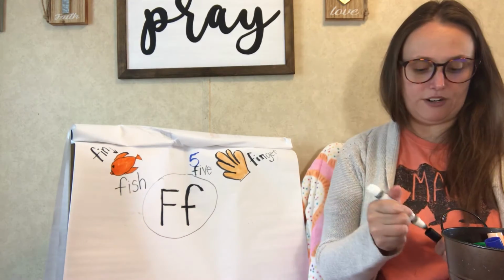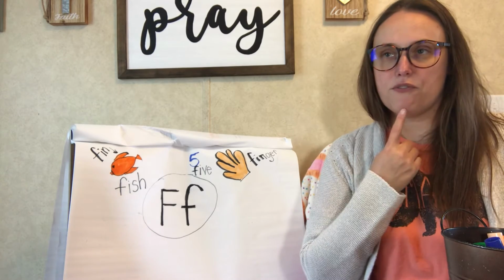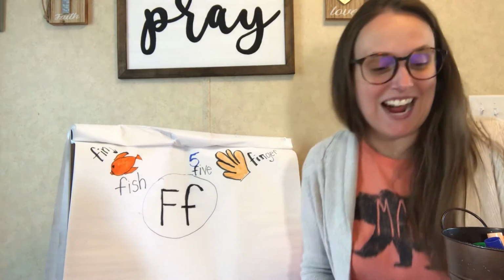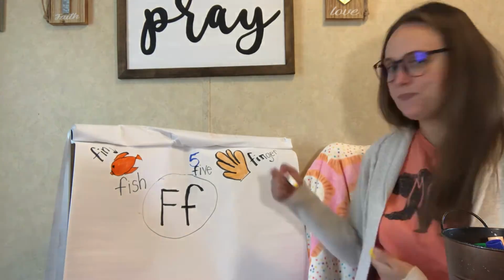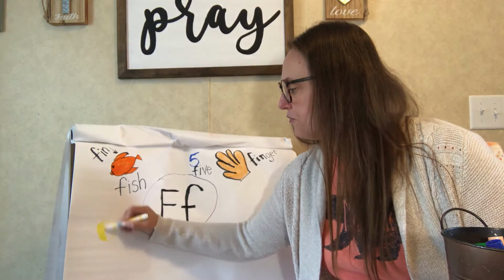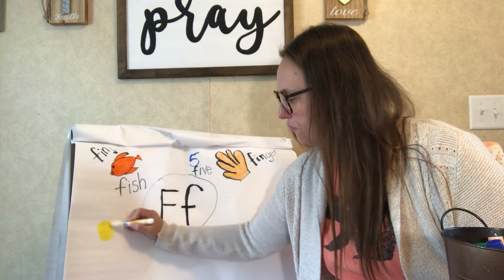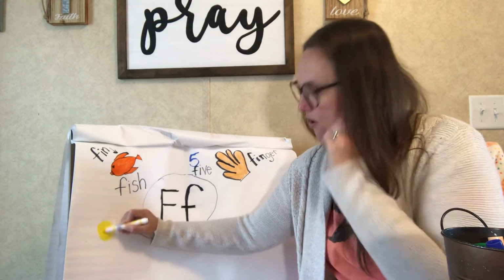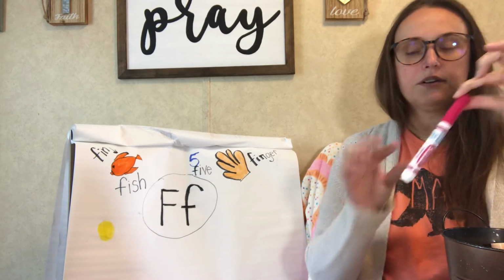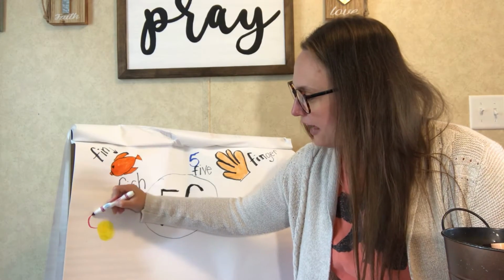Good job, kindergarten friends. All right, I'm thinking of one more thing that begins with the sound F: flower. Oh, a flower. Okay. I'm going to draw it right here. Flower. Let's do this color for the petals of my flower.